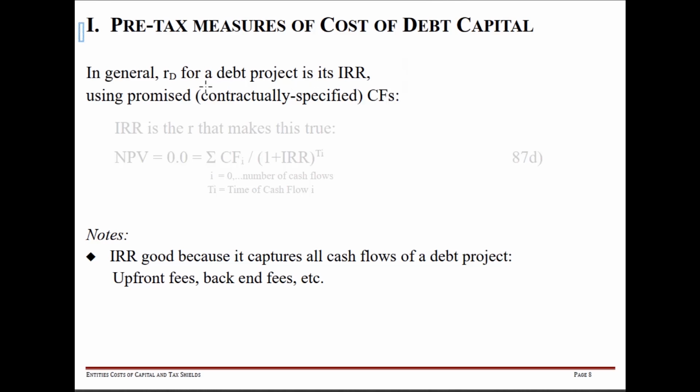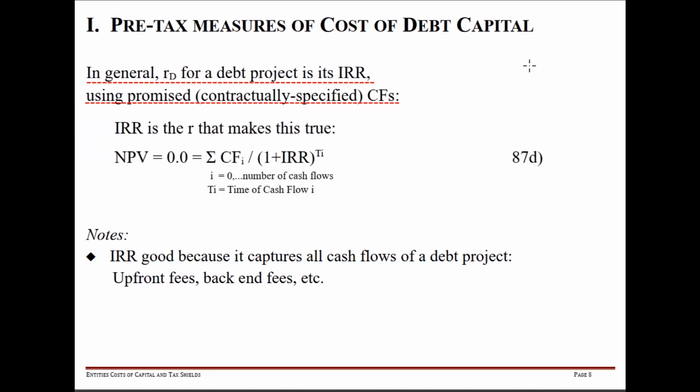So in general, if we're just looking at one project, like we're going to issue one bond or we're going to get one loan or something like that, the cost of capital for that project is its internal rate of return using all of the promised contractually specified cash flow. So if we're the CFO of an organization, we want to use the promised cash flows because we're not thinking, well, there's a probability we're going to go bankrupt, right? If you're the CFO, you're hoping you're not going to go bankrupt. So it's all about the contract for you, okay?